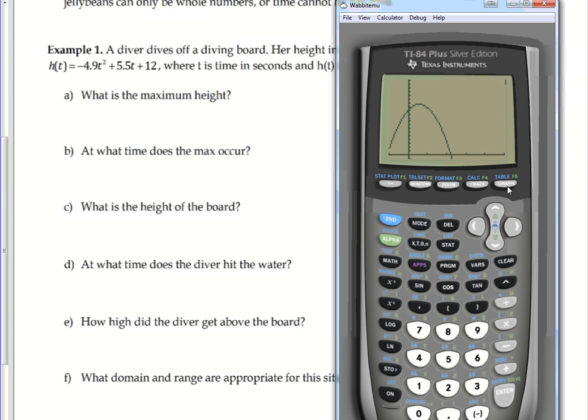I still could probably trim off some x and y, but I don't have to. That's good enough. I can find my max nicely, my x-intercepts nicely. We're good. Okay, so it says, what is the maximum height? How do we find that on our graphing calculator?